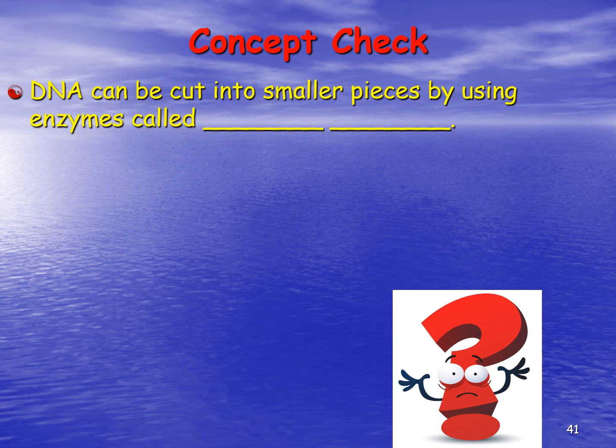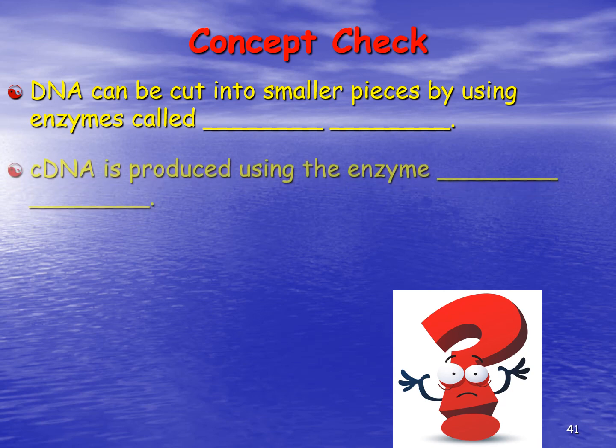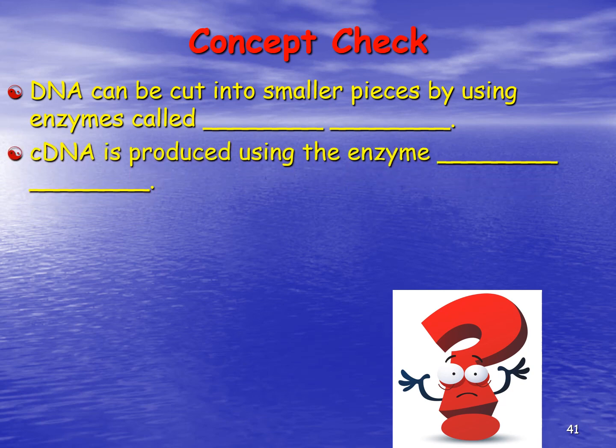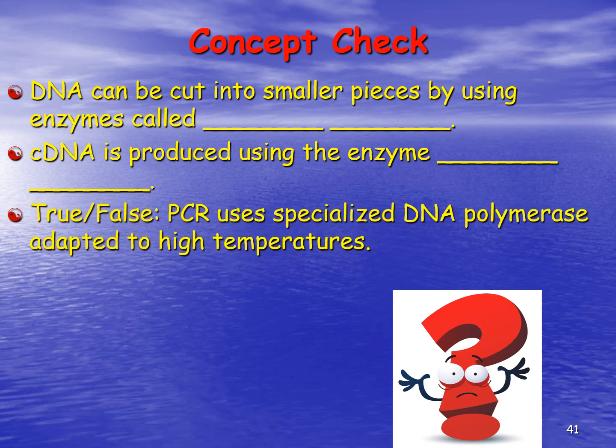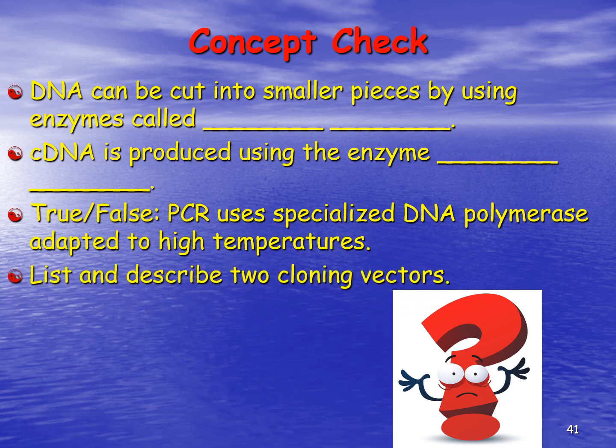So DNA can be cut into smaller pieces by using enzymes called what? Complementary DNA is produced by using the enzyme what? And true or false, PCR uses specialized DNA polymerases adapted to high temperatures. And list and describe the two cloning vectors and why they are good for the hosts.